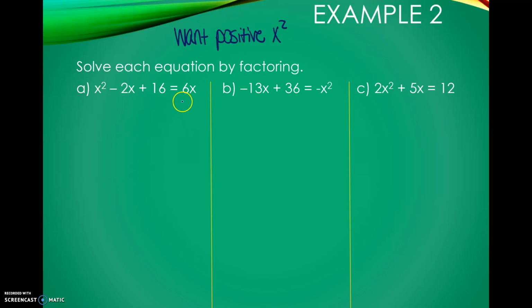So on example 2a, I'm going to subtract 6x on both sides. That will give me x squared minus 8x plus 16 equals 0. We would then factor, look for two numbers that multiply to give us 16. Those same numbers have to add up to negative 8. What numbers do this? Negative 4 and negative 4.